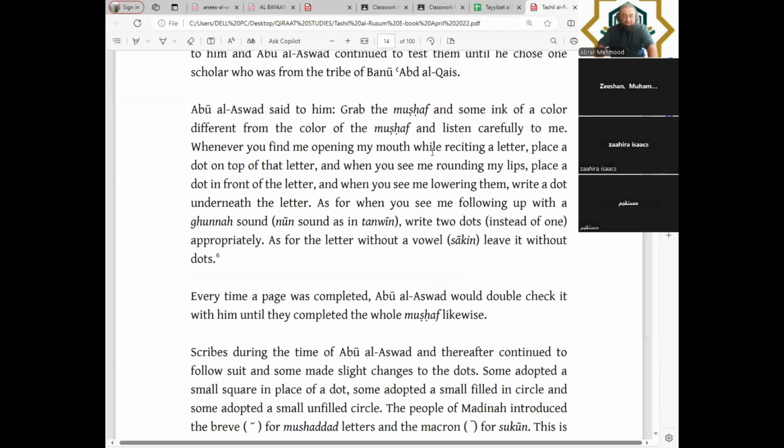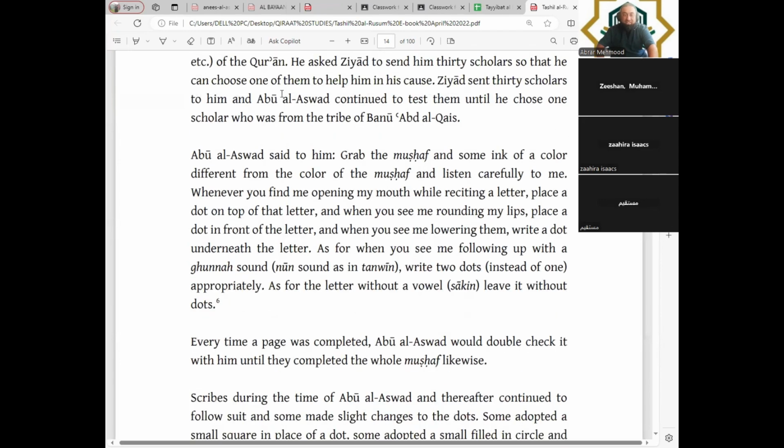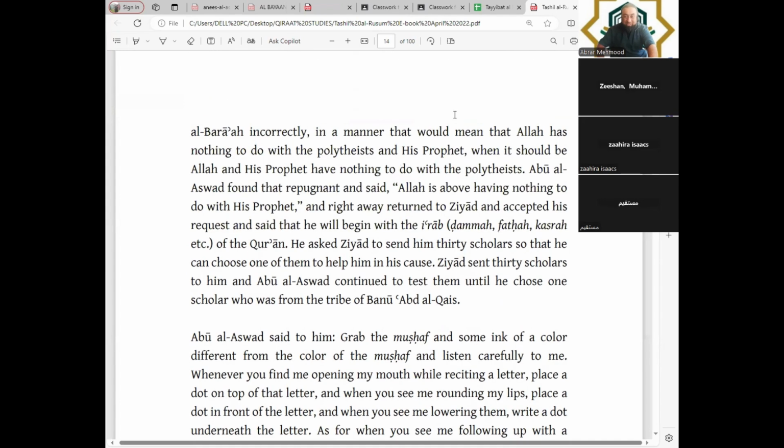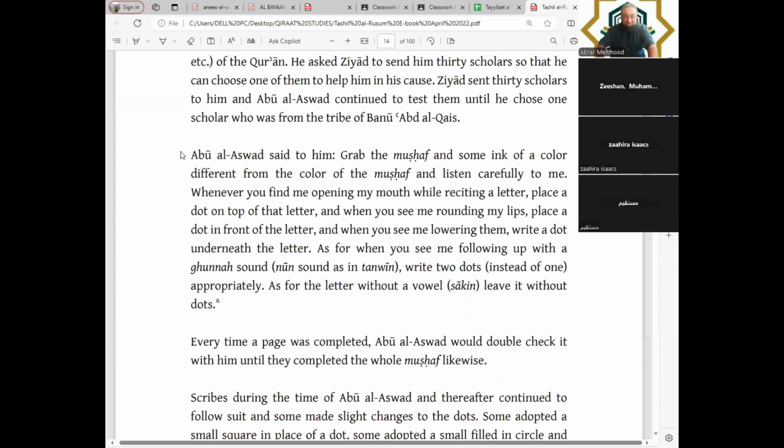Al-Bara'a incorrectly, in a manner that would mean that Allah has nothing to do with polytheism. Could you, sorry, apologies, could you just read from here? So we've read this part. You could start from here, please, inshallah.